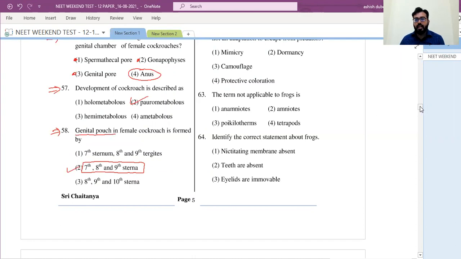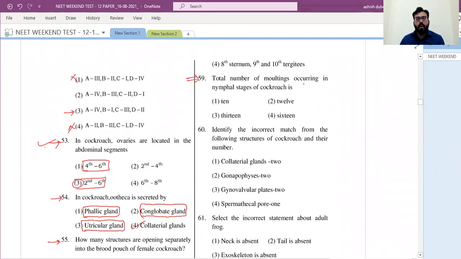Next question is the 59th. Total number of molting occurring in the nymphal stages of cockroach is... So the answer is to learn. There are 13 molting.